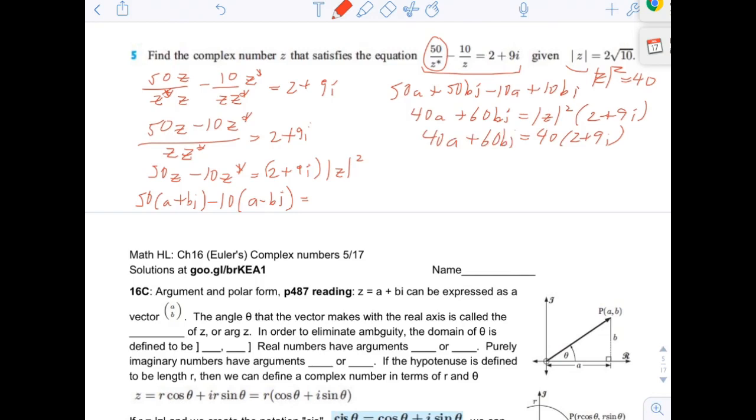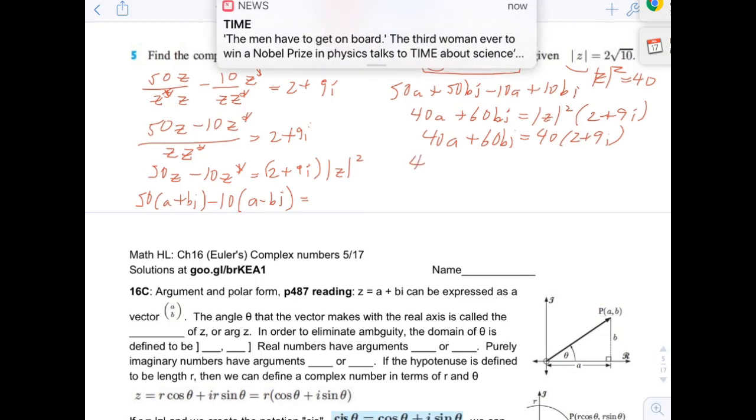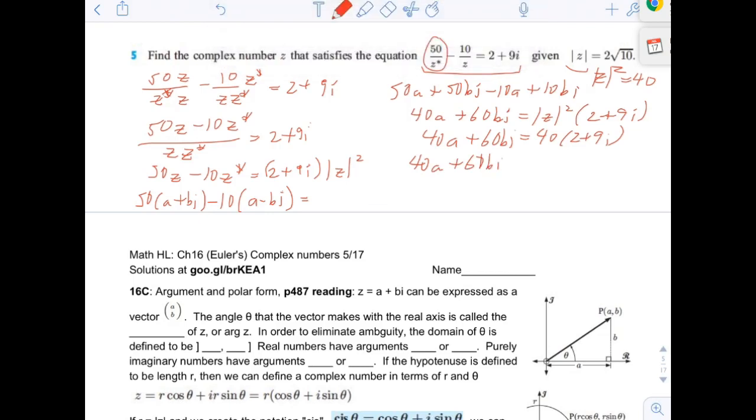Now we can expand. So 40a on the left plus 60bi is equal to 80 plus 360i. And 40a is equal to 80, so a is equal to 2. 60bi is equal to 360i, so that b is equal to 6. So the answer is z is equal to 2 plus 6i.